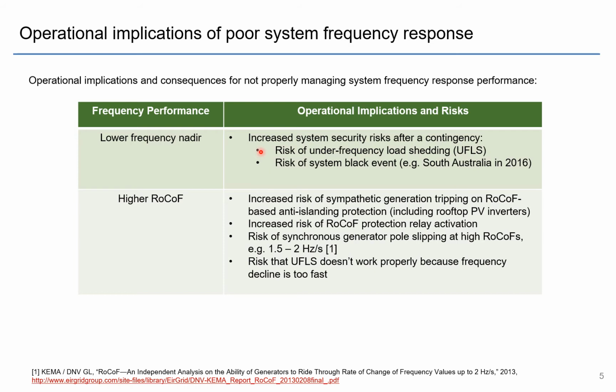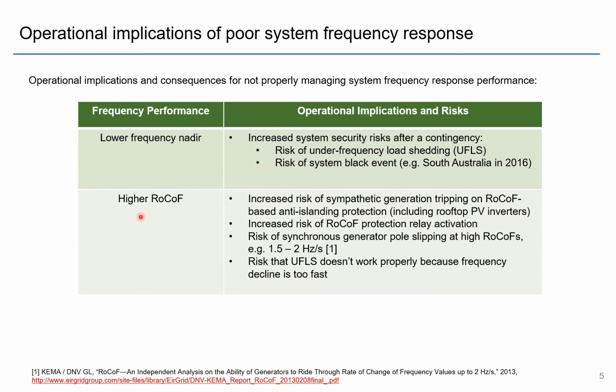So this is something that happened in the Swiss in January after a multiple contingency. And a further risk is the risk of a system black event, so frequency collapse, and this is something that happened in South Australia in 2016.